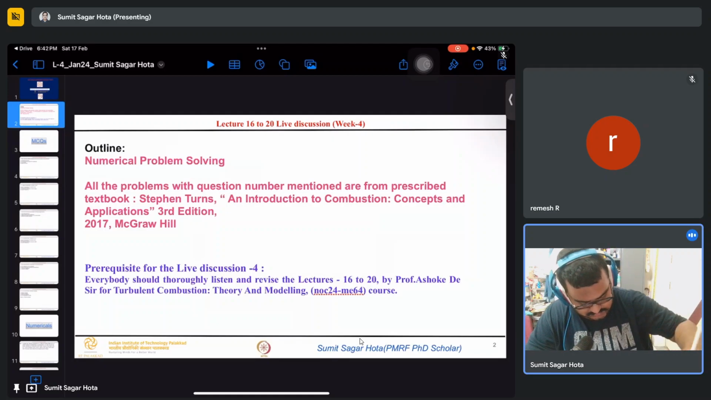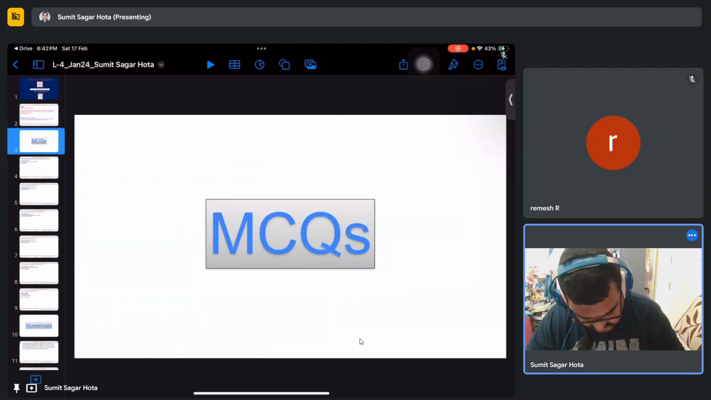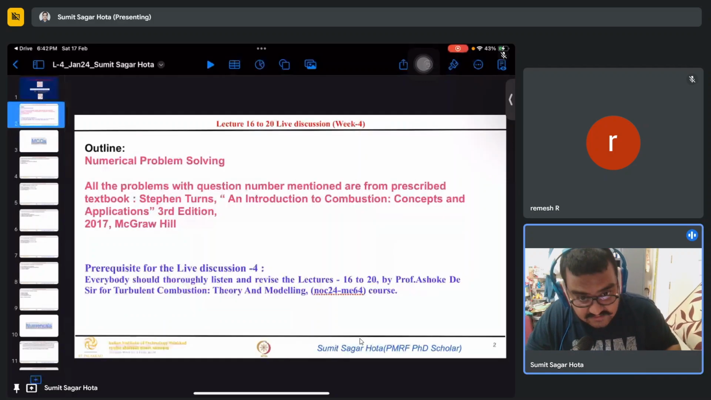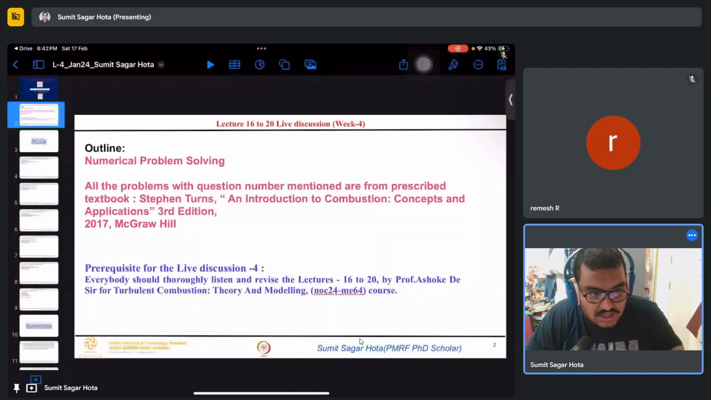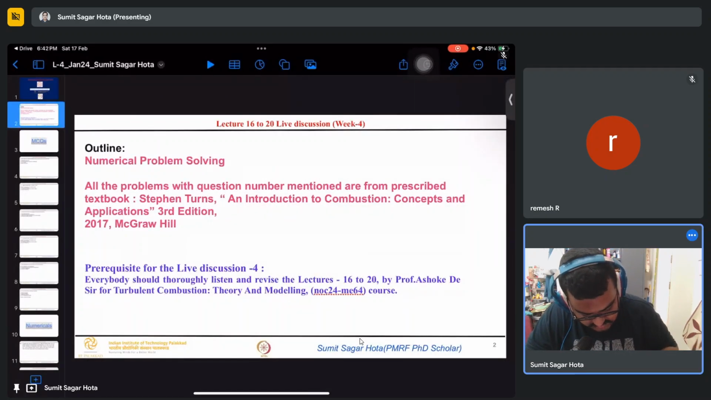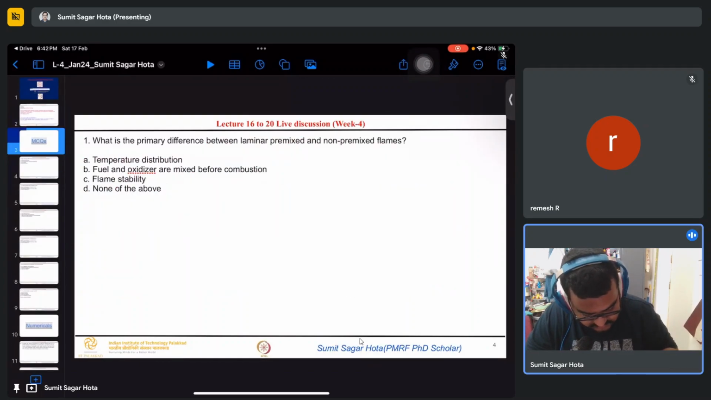Okay, so let's start the section. And the problems are taken from this book. You can see this book, An Introduction to Combustion: Concepts and Applications, third edition, 2017, McGraw Hill. Okay, so let's come to the MCQ part.